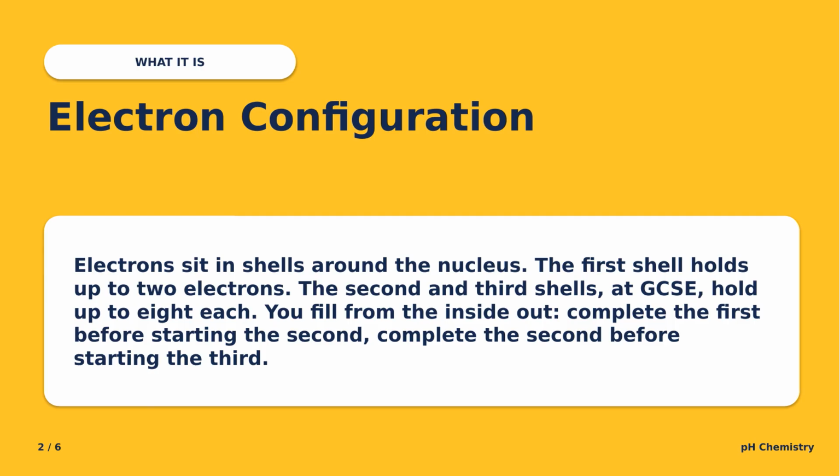Electrons sit in shells around the nucleus. The first shell holds up to 2 electrons. The second and third shells at GCSE hold up to 8 each. You fill from the inside out. Complete the first before starting the second. Complete the second before starting the third.